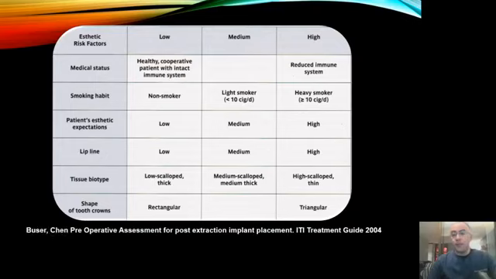In the ITI Treatment Guide, Buser and Chen described the low and high risk of doing immediate implant placement. It is low risk if the patient has low aesthetic expectations, a low lip line, low scallop, a thick tissue biotype, and a rectangular tooth shape. And it's high risk in their studies if the patient is a heavy smoker, which is more than 10 cigarettes a day, and the patient has high expectations, the lip line is high, it's a thin biotype, or the teeth are triangular.